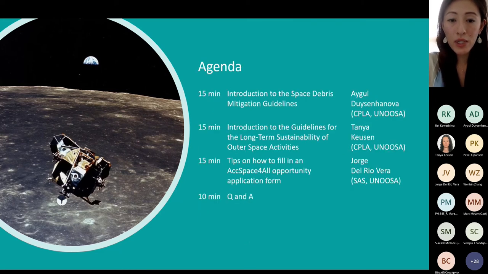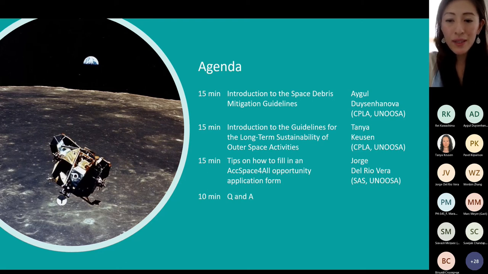So today's agenda looks like this. For the various application forms for the programs under the Access to Space for All initiative, which is a capacity building initiative that we have, the office asks applicants about compliance with the Space Debris Mitigation Guidelines and the guidelines for the long-term sustainability of outer space activities.